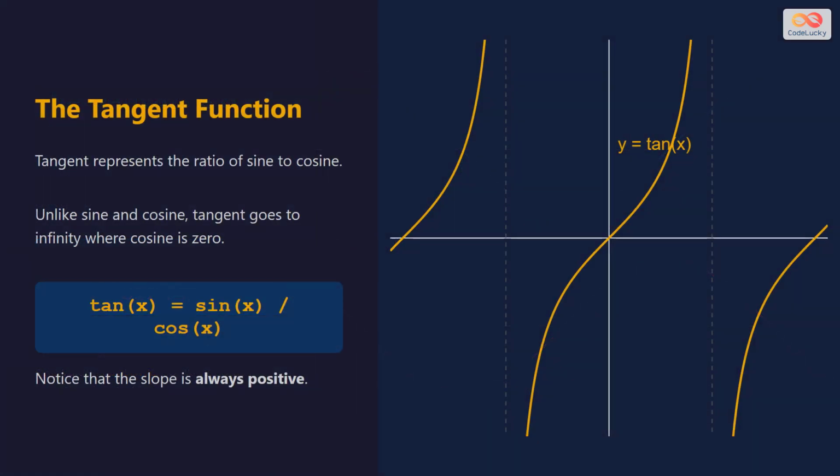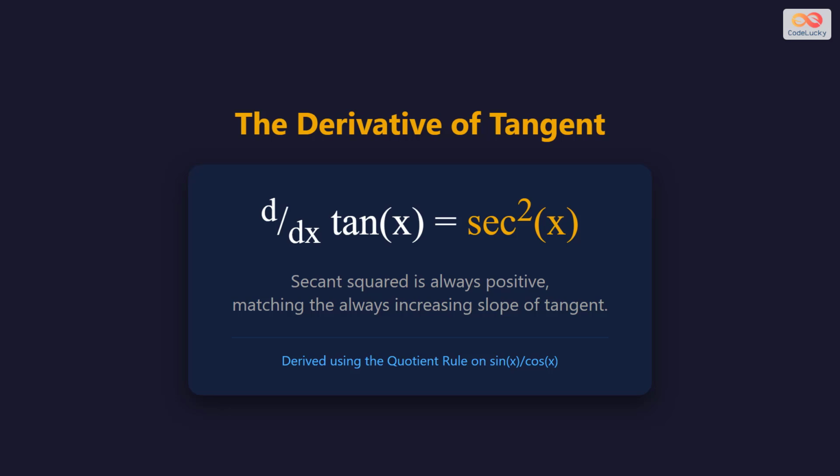Moving on to the tangent function. Remember that tangent is equal to sine divided by cosine. This function looks quite different, with curves that sweep upwards towards infinity. The derivative of tangent is secant squared of x, since a squared number is always positive. This matches the graph of tangent, which is always increasing from left to right.